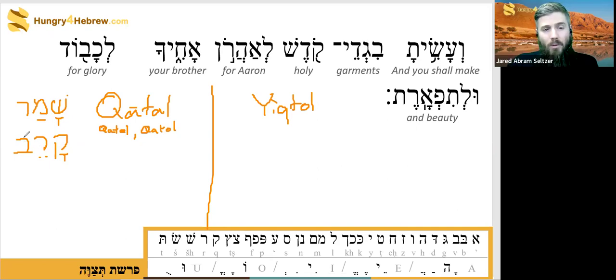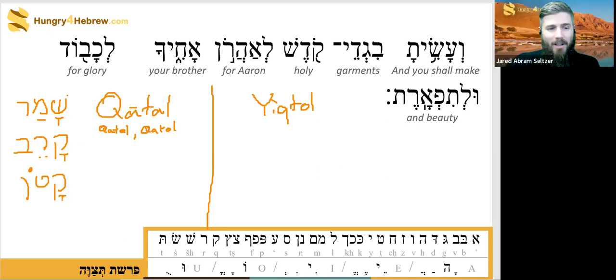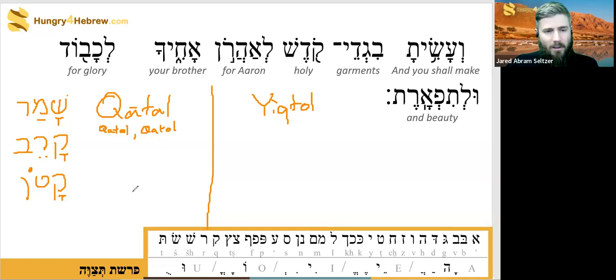You are close. There's also katol, such as katon. You are small. You are insignificant. You are little. Katon. Or actually, it's he was. He was small. He was insignificant. He was little. Anyway, and then over on the yiktol side, turns out that there are actually two groups.